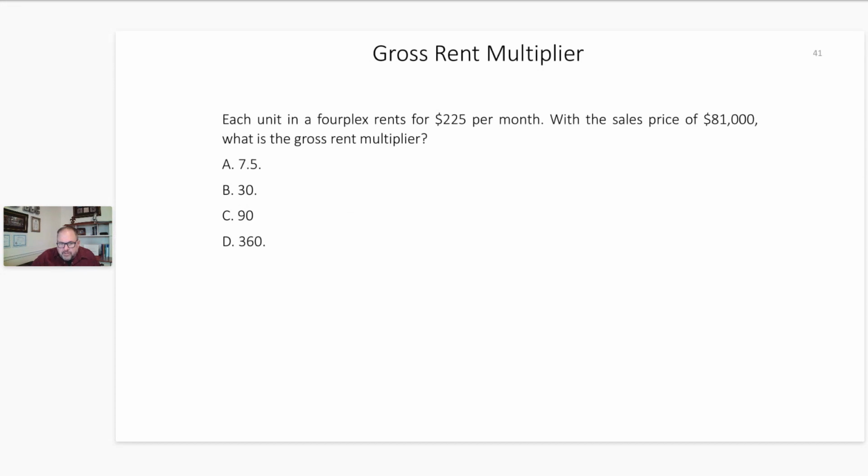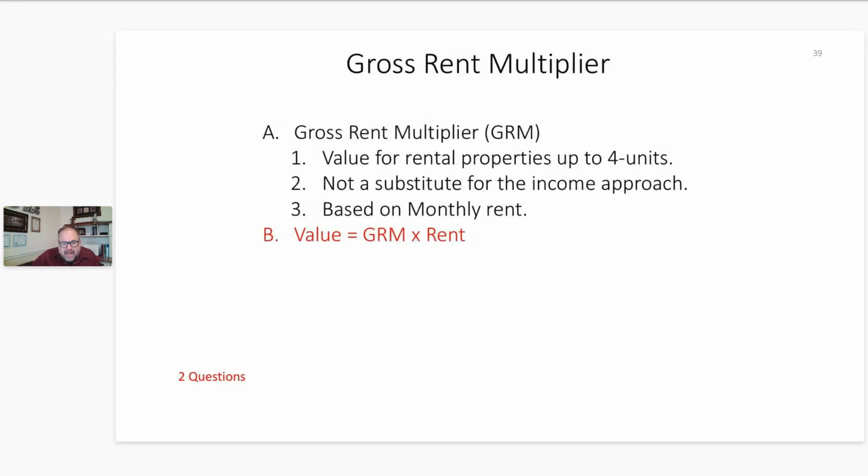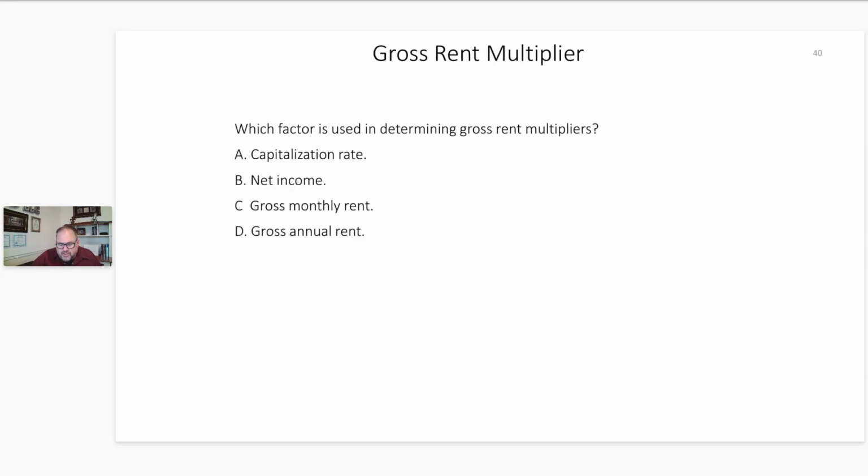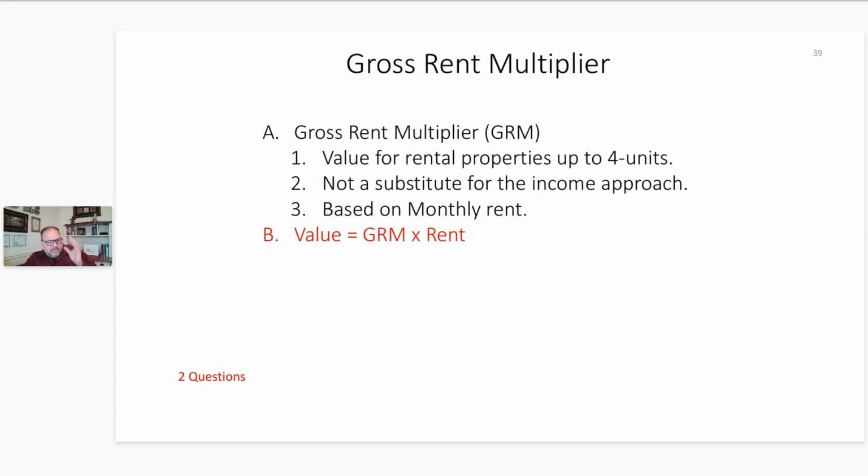All right, let's go back and review real quick. We said value equals GRM times rent. Value is equal to GRM times rent. Now, you've got to know this for the state exam. So my advice, if you get a problem like this, go to your scratch paper, write down the formula. Value equals GRM times rent. You've got to know that. So it's just an algebraic equation. They give you the rent and they give you the value. So you're going to have to find the GRM, which is the gross rent multiplier.